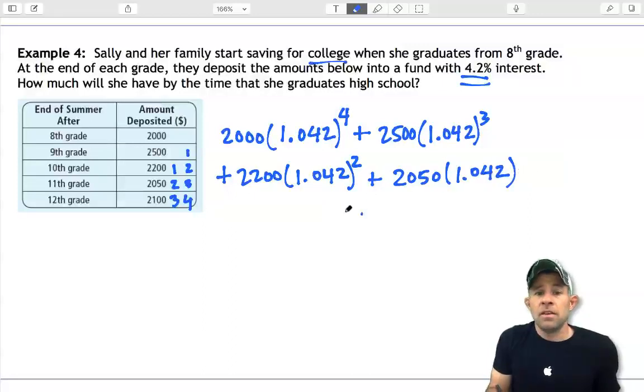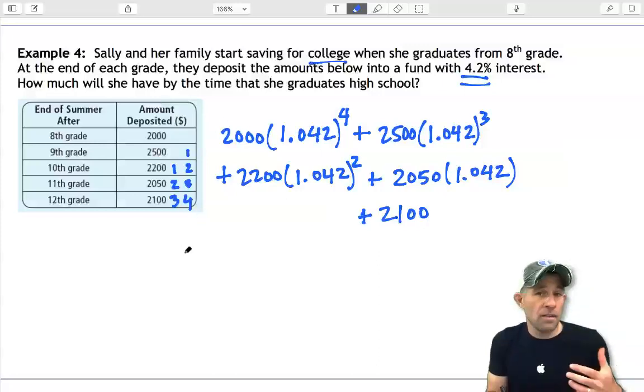And then finally, her 12th grade year, she makes $2,100. So this is a polynomial function that represents the total amount of money that she's going to have in her bank account when she graduates from high school and going into college.